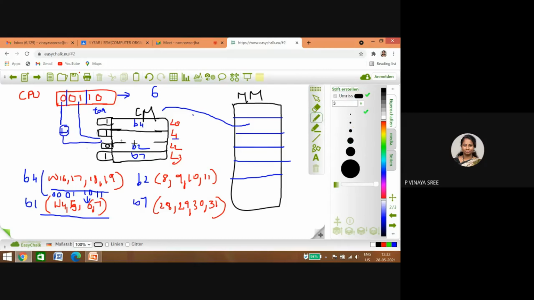If I am placing B1, means B5, ma'am? Yes, it is. B5 is available. Okay. So as B5 is available, now this is the processor address, this is the cache.